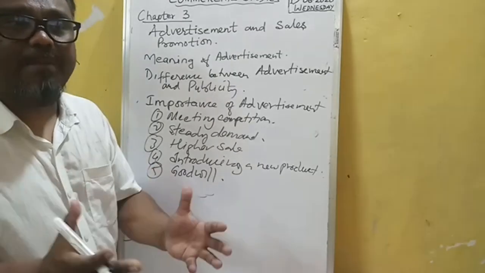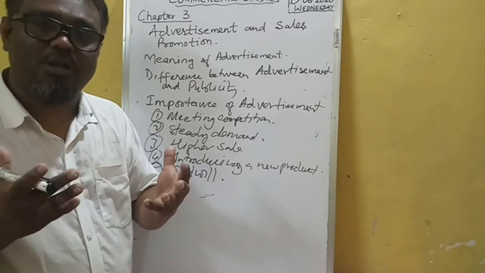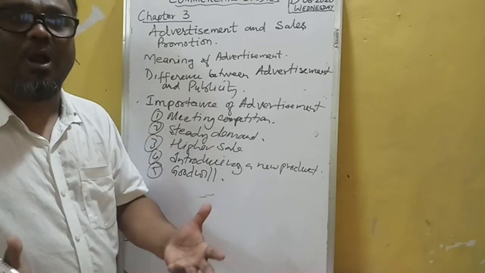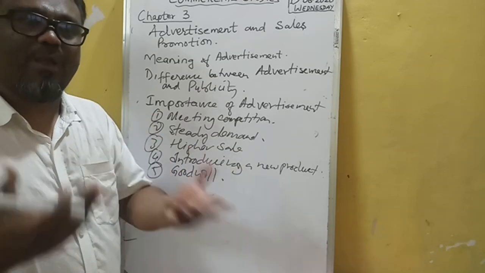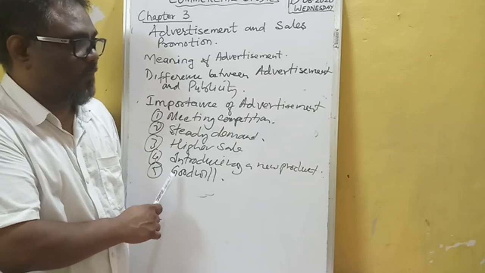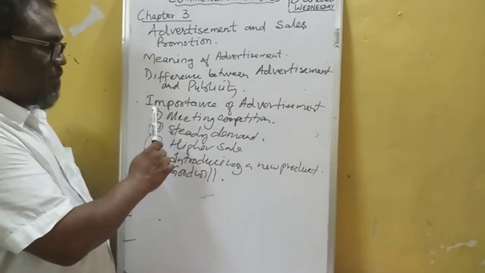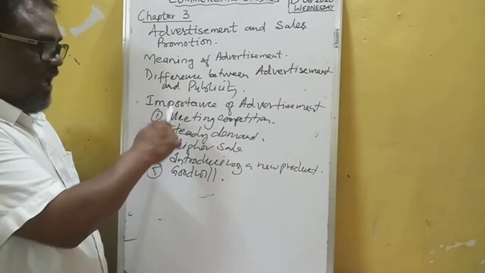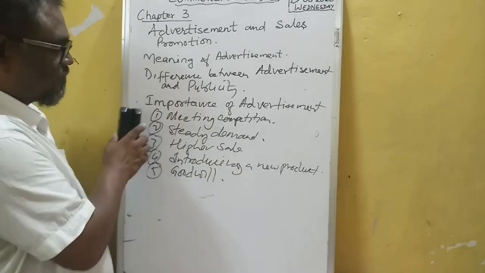Goodwill means to earn the name, prestige, the good name, recognition about the product. All people will come to know about the product. The goodwill will be very high, the reputation will be high, name and fame will be very high. This is how goodwill can be earned by the producer, by advertisement. So these are the importance of advertisement: meeting competition, steady demand, higher sale, introducing a new product, goodwill. These are the advantages from the viewpoint of the producer.